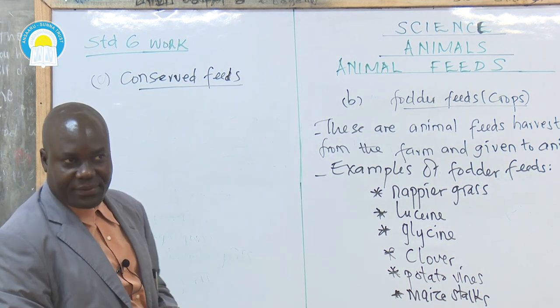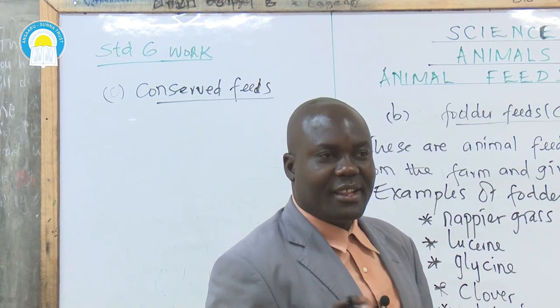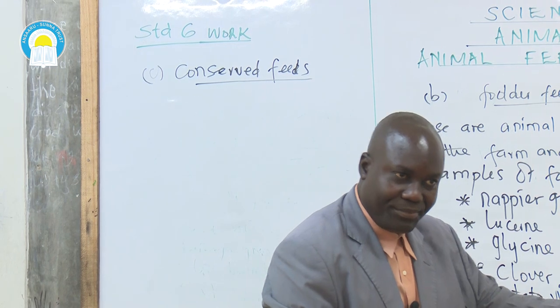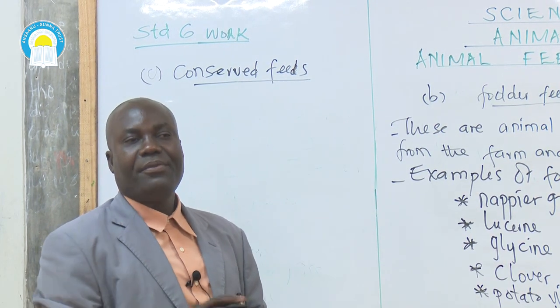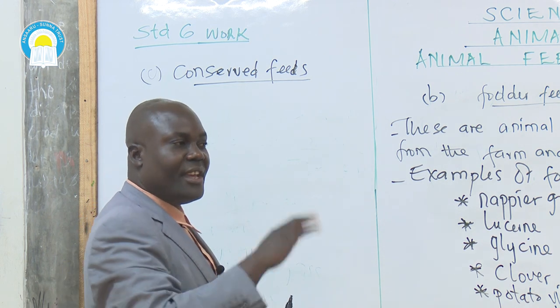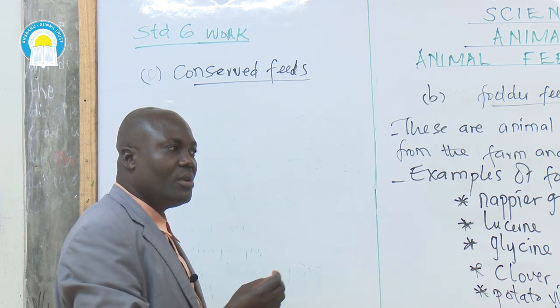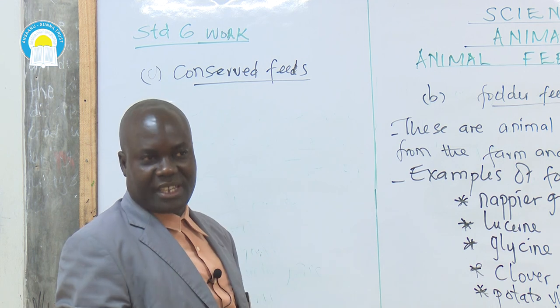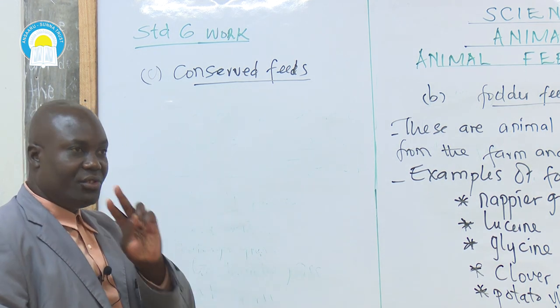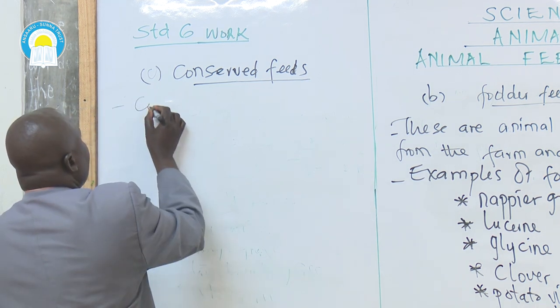Which are the conserved feeds? Conserved feeds are the type of animal feeds you harvest from the farm, then you keep for future use. You harvest from the farm, then you keep so that animals will use it during the dry spell. That's what you call conserved feeds. And how many are they? Two.